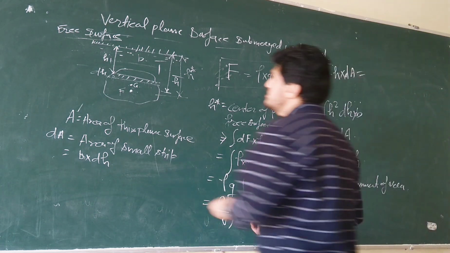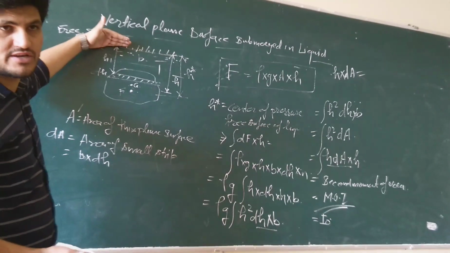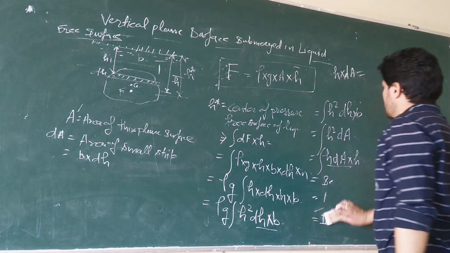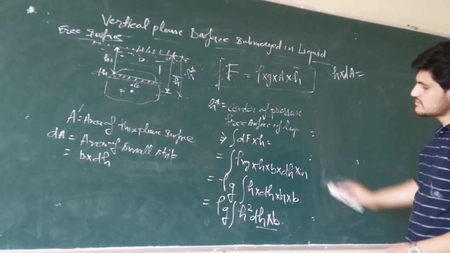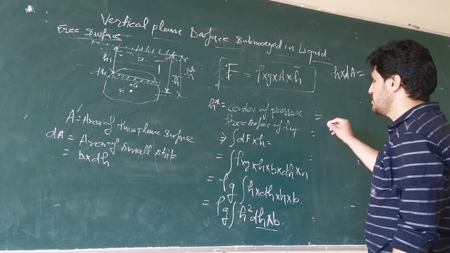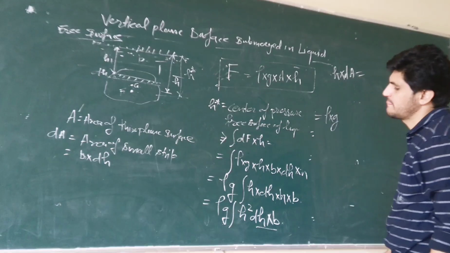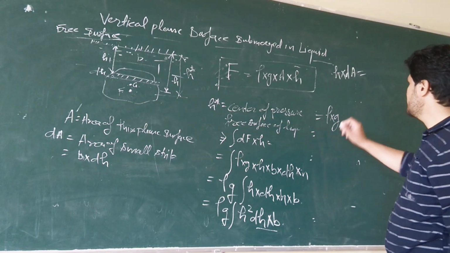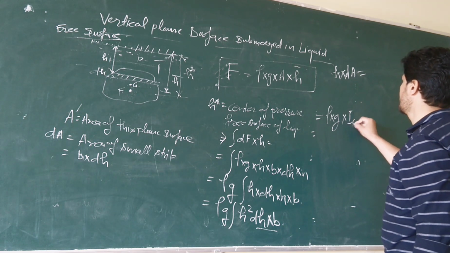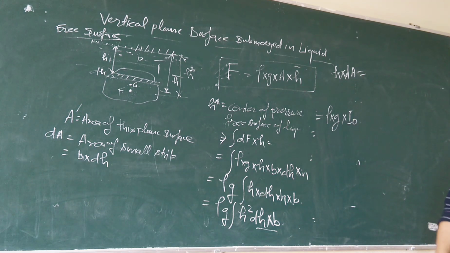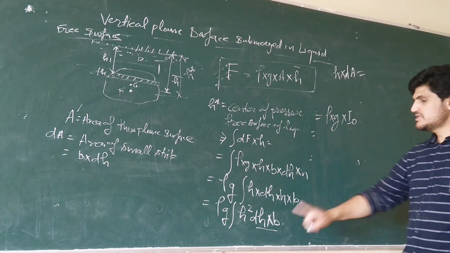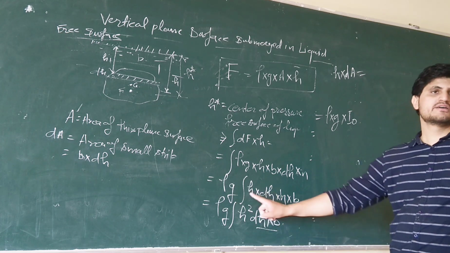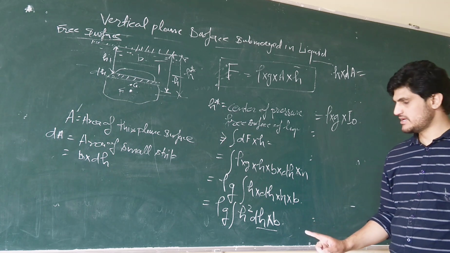So I am calculating this value at the surface of liquid, about this axis I am calculating. Okay, so I will just replace the value here. So what will be the formula? The formula is equal to rho into g, h square dh into b is your dA, right? So I can write here into I naught. ठीक है, इसको मैं I naught लिख सकता हूँ.